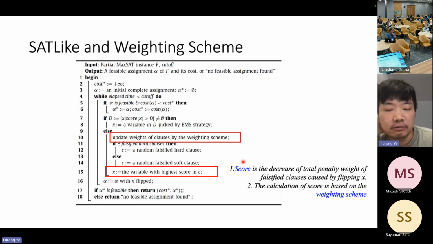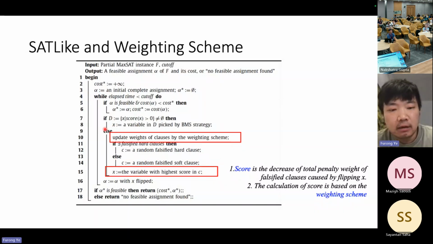SATLike framework. So I took this pseudocode from the SATLike paper to explain how the whole local search procedure works. In the very beginning, the local search starts with an initial complete assignment. And each variable will be evaluated based on a score function. A positive score indicates that flipping the value of this variable can lead to progress regarding the weights. And if there exist no variables whose score is positive, it means that currently the algorithm is trapped in a local optimum.